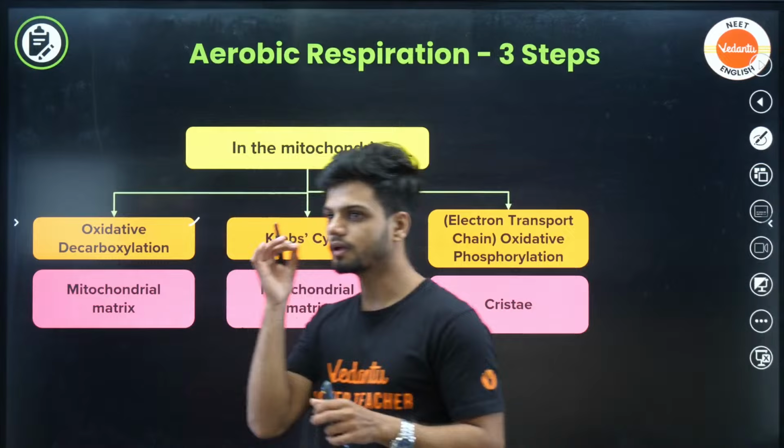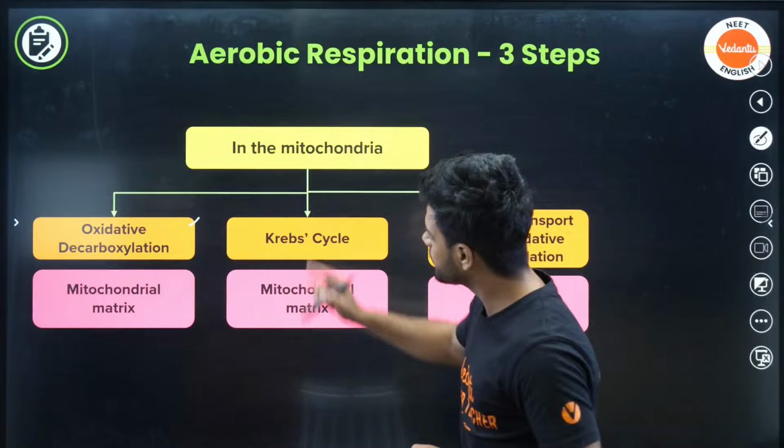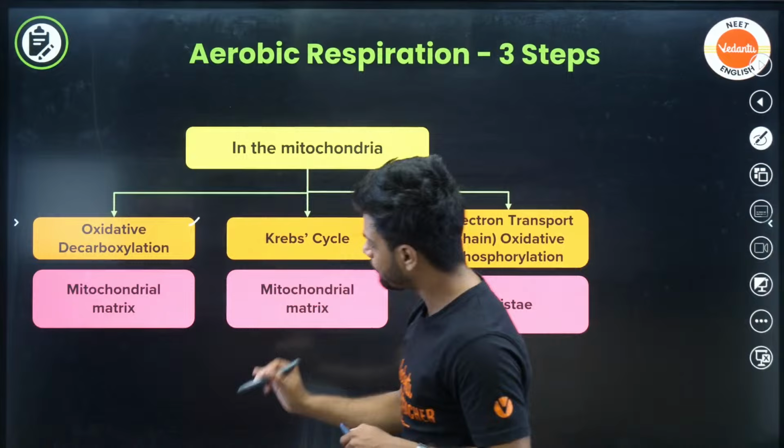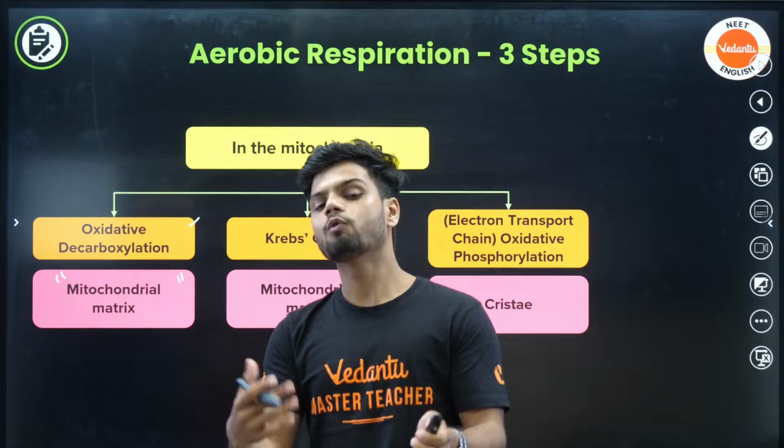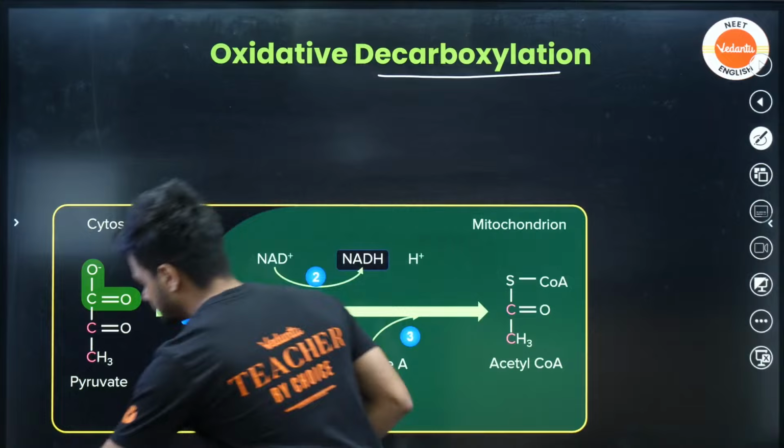So students, first thing you need to know, oxidative decarboxylation takes place in your mitochondrial matrix. But sir, what is happening? If you notice the structures here, this is your pyruvate.